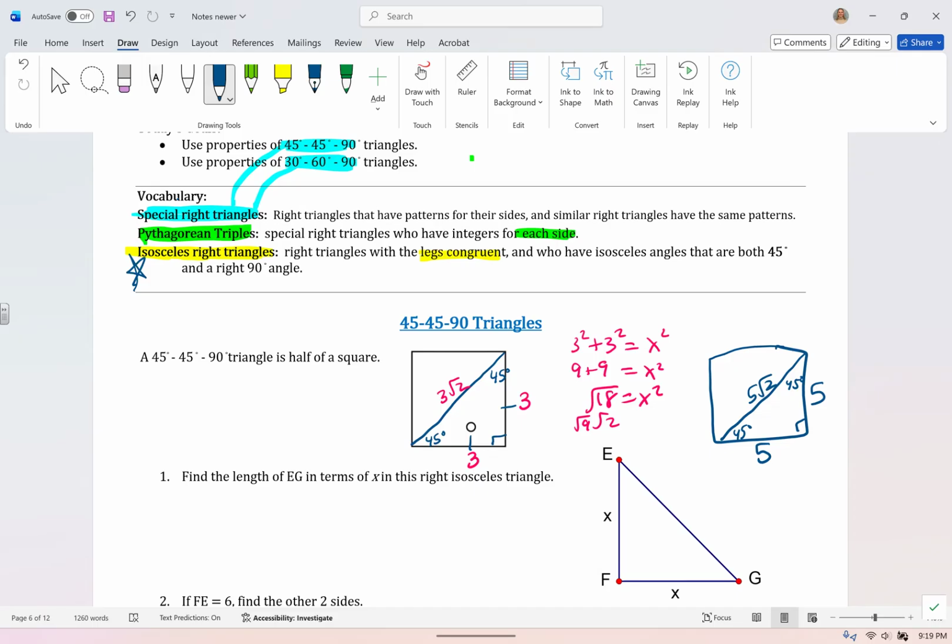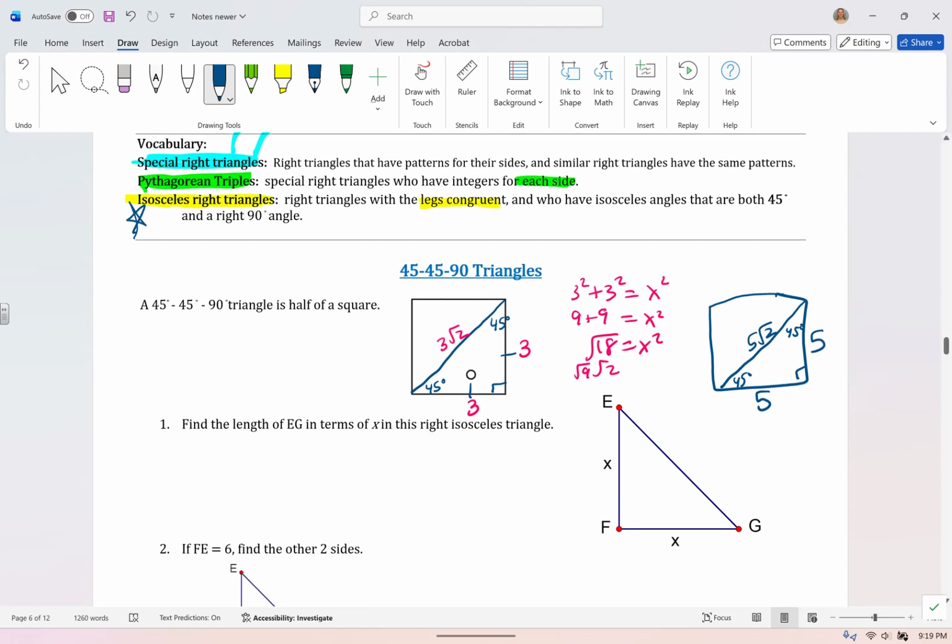So if you know the legs to get to the hypotenuse, you can do the Pythagorean theorem, but there's no point. You can just times the legs by root 2 to get to the hypotenuse. And so that's going to be what we're working on. If we show this abstractly, if the legs are x, what would the hypotenuse be? Well, the hypotenuse would be x root 2. Whatever the legs are times root 2. And we can show that doing the Pythagorean theorem if you feel like it, okay?